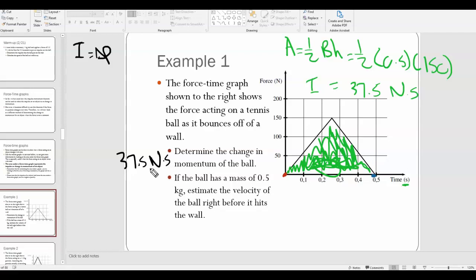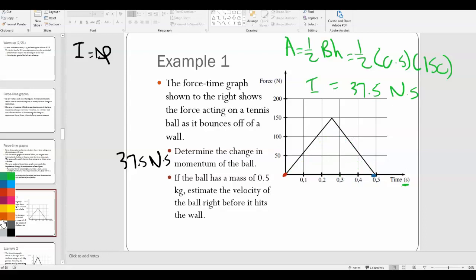Now the second question says, if the ball has a mass of 0.5 kilograms, estimate the velocity of the ball right before it hits the wall. Now this is kind of a tricky question, and there's a couple different ways to think about it. But let's think of it like this. I'm going to erase this area right here.